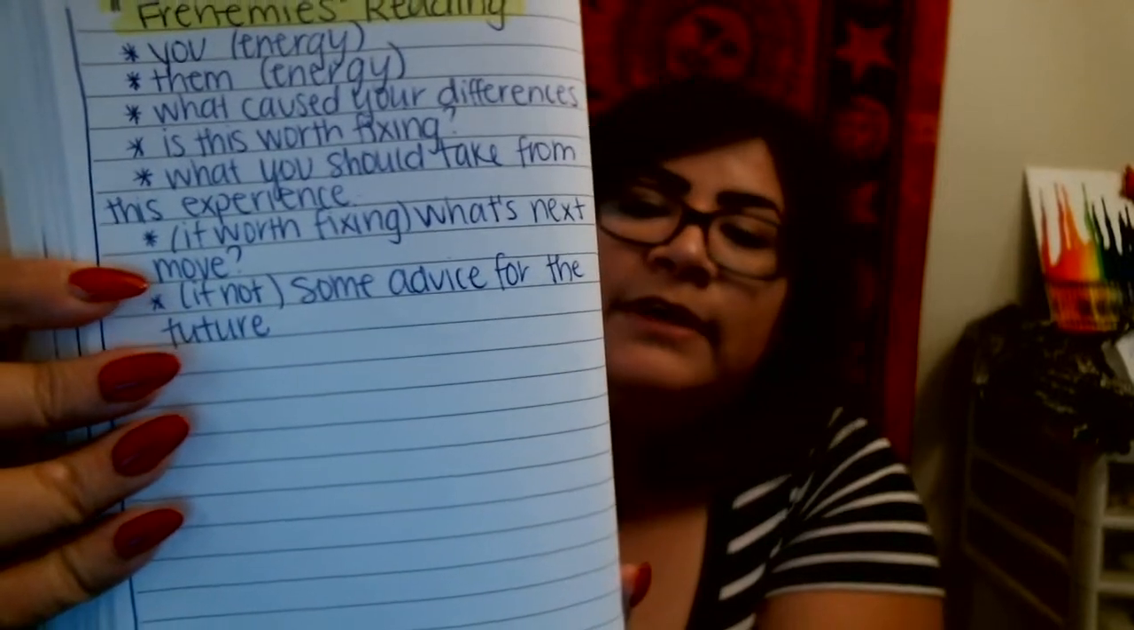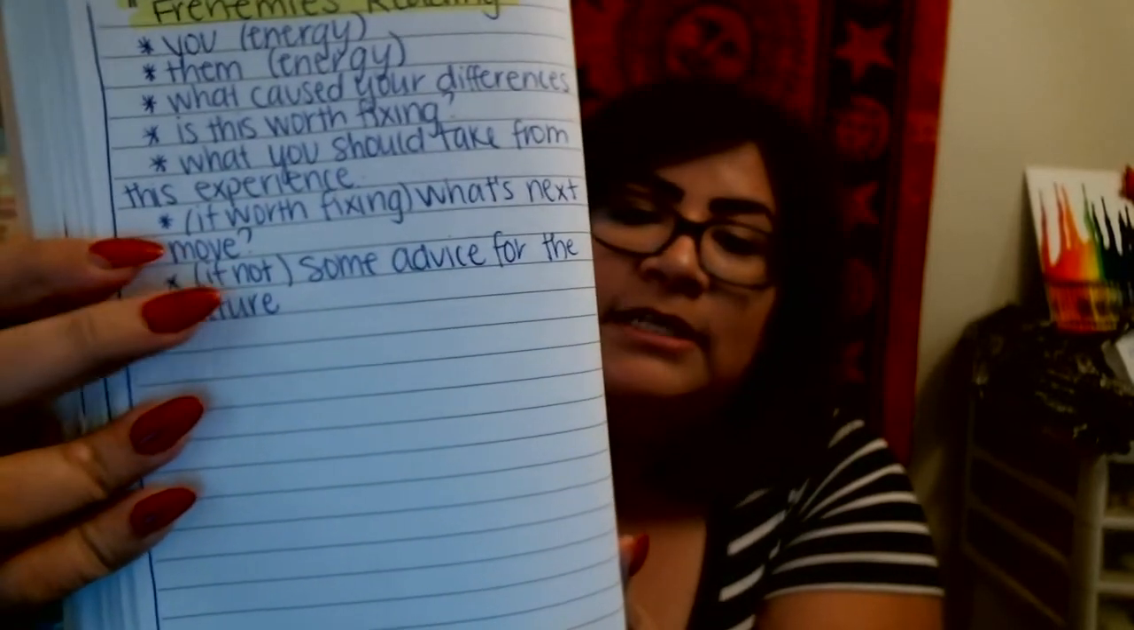And then I put "if it's worth fixing" in parentheses, as you can see here. If it's worth fixing, what is the next move? And if it's not, some advice for the future. I like to pull, you know, a yes or a no, or if you stay together or if you break up, things like that. I like to give two different options because sometimes the cards will throw you for a loop and you will realize, oh shit, it's not working out. Now what do I tell my client? So when I create spreads, I always think of the person in mind.